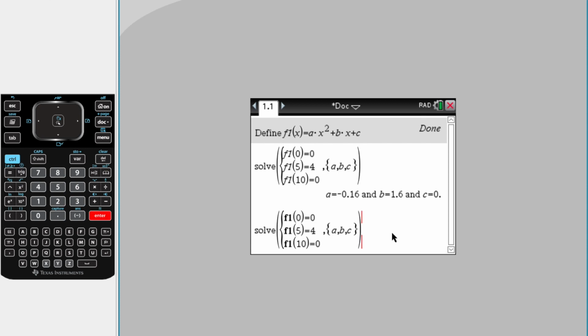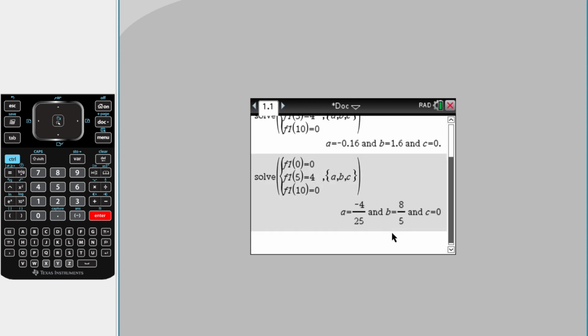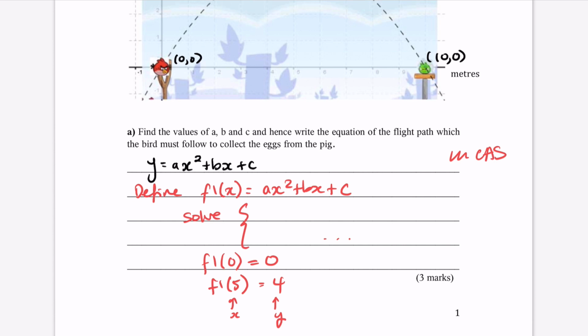Now I'm just pressing the up button to get there, and I'm going to press enter to bring it down, and enter again to give me my values. So back to the CAS itself, I end up getting A is equal to negative 4 on 25. We don't need an x. B is equal to 8 on 5, and C is equal to 0.